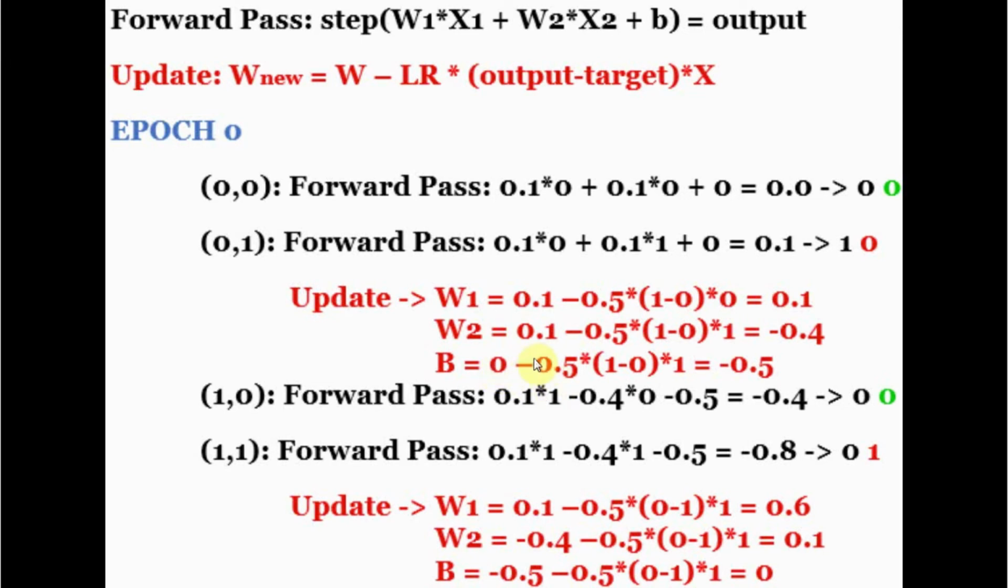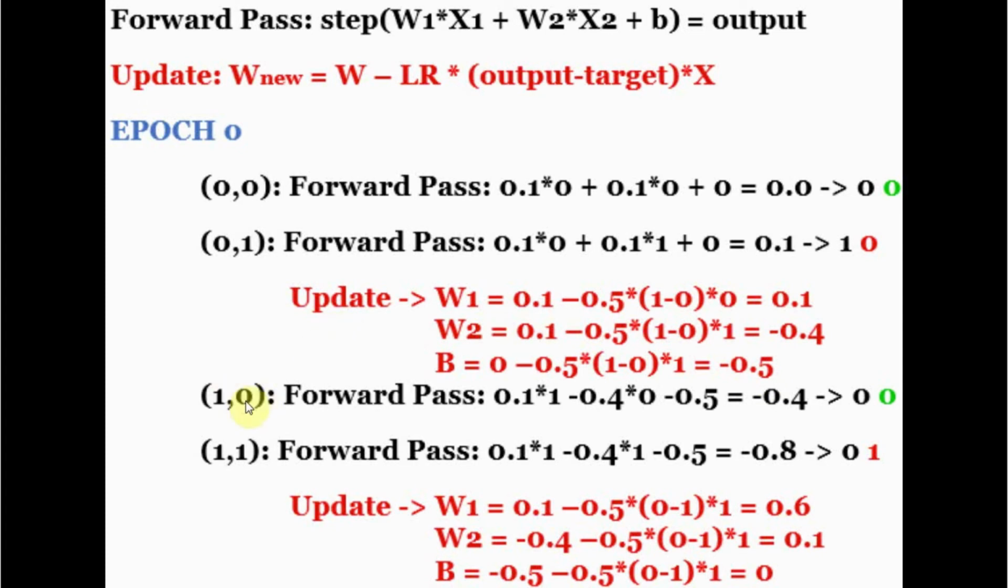and we update the bias, which is 0, the current bias, minus 0.5, the learning rate, multiplied by 1, which is the output of the perceptron, minus 0, which is our target, multiplied by 1, which is the multiplier of the bias. It's always 1, and we get minus 0.5.